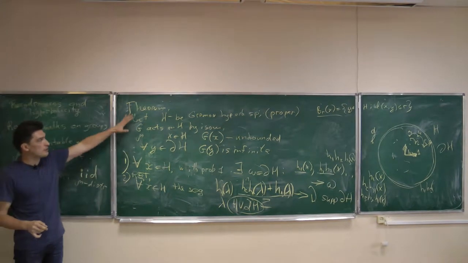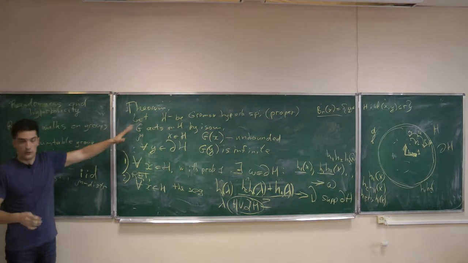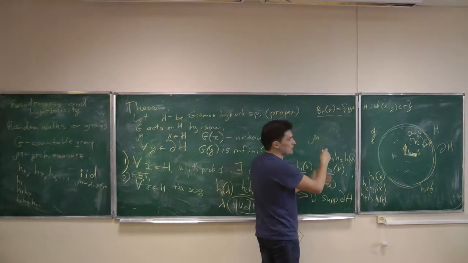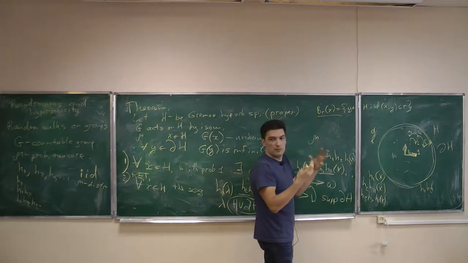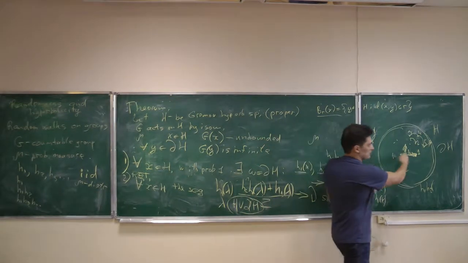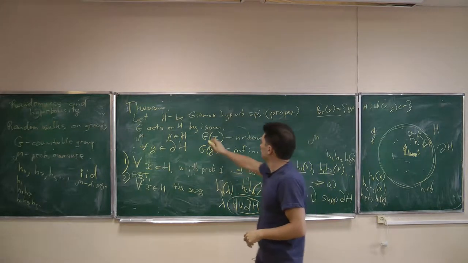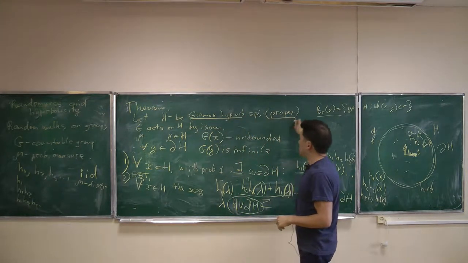Yeah, it's like non-degeneracy conditions. If we take something degenerate, for example, the measure mu concentrated, say, on some unique element of the group, then this. Hyperbolicity of H. Yeah. And properness here.